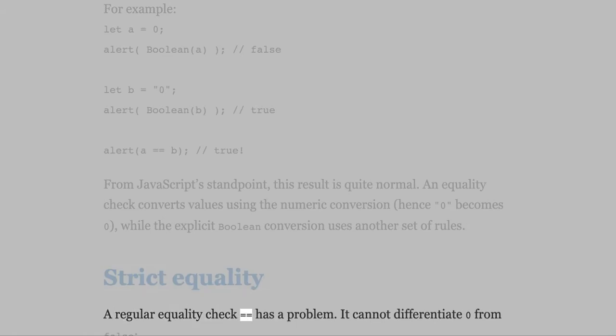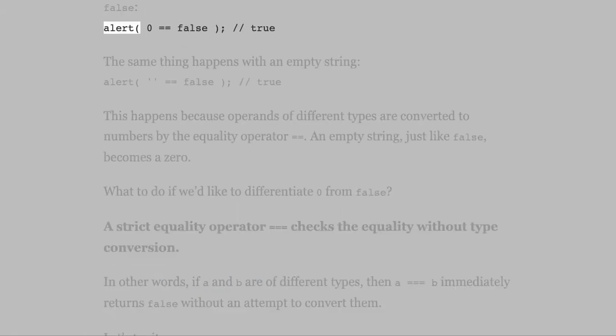Strict equality. A regular equality check has a problem. It cannot differentiate 0 from false. alert(0 == false) is true. The same thing happens with an empty string.